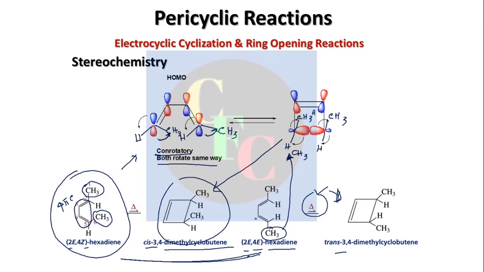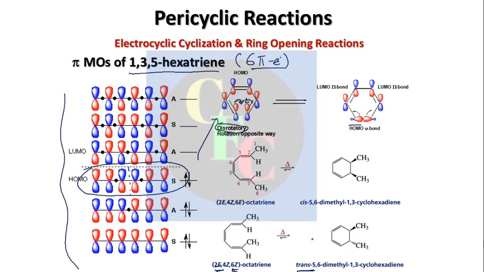Similarly, in the cyclobutene case, when you started with 2E 4E hexadiene, you ended up with trans. But here you start with 2E 6E, and you end up with cis. Because see, they are solid bonds, that means both the methyls are towards you, in the same direction, so they are cis. So in the same thermal condition, 4 pi and 6 pi will behave differently.